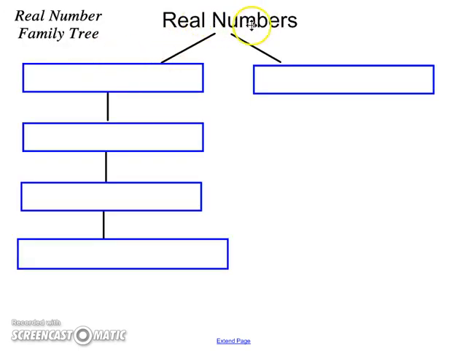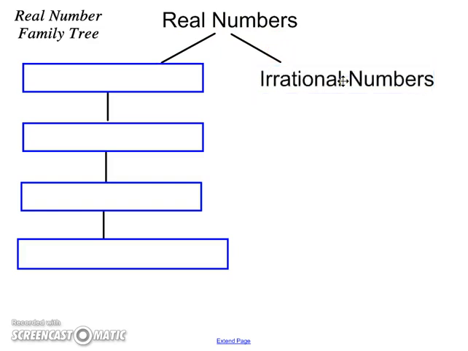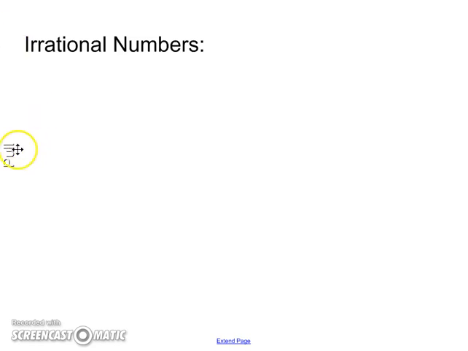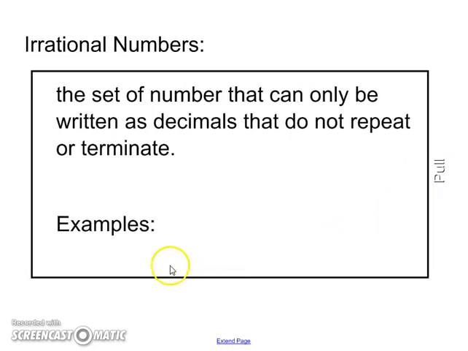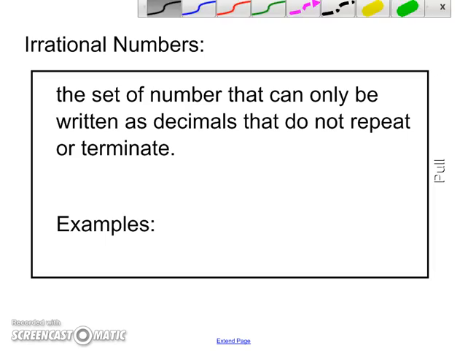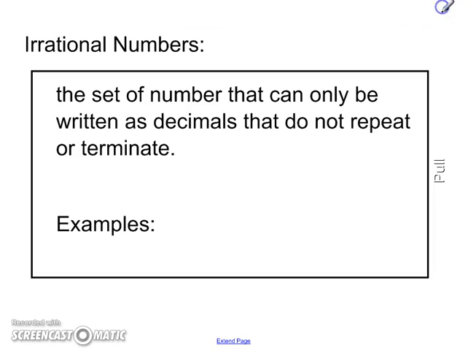So we have our real numbers. Real numbers are broken into two categories. You'll notice here we have our little family tree. You can either go to the left or go to the right. We're going to start by going to the right with what we call irrational numbers. Now the definition of irrational numbers, you want to get this down: it's the set of numbers that can only be written as decimals that do not repeat or terminate.